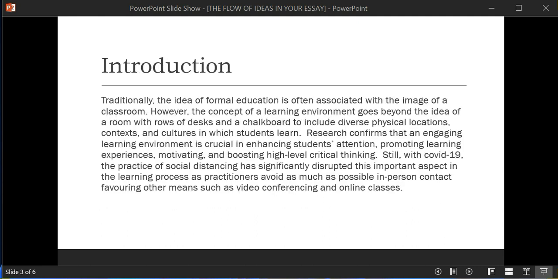For that, I have introduced this particular introduction. I said traditionally the idea of formal education is often associated with the image of a classroom. However, the concept of a learning environment goes beyond the idea of a room with rows of desks and a chalkboard to include diverse physical locations, contexts and cultures in which students learn. So at least here I have given a kind of definition to the learning environment. Now, research confirms that an engaging learning environment is crucial in enhancing students' attention, promoting learning experiences, motivating, and boosting high-level critical thinking.